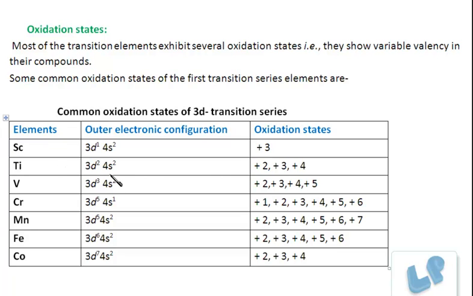Titanium shows +2, +3 and +4. Vanadium shows +2, +3, +4, +5. Chromium can show oxidation state up to +6. Manganese shows oxidation state up to +7. Right? And then see the decreasing oxidation state. Across a period, the oxidation state increases and then it decreases. For a given series, the highest oxidation state increases with increase in atomic number. It attains a maximum value in the middle and then decreases.